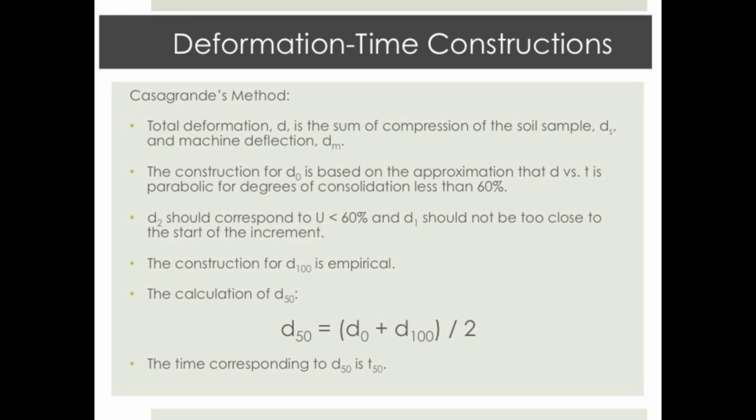Another assumption that Casagrande's method makes is that the construction for D100 is empirical. Finally, D50 is calculated based on an average. D50 is equal to D0 plus D100, all divided by 2. The time corresponding to D50 is T50. Let's look at a construction as an example.